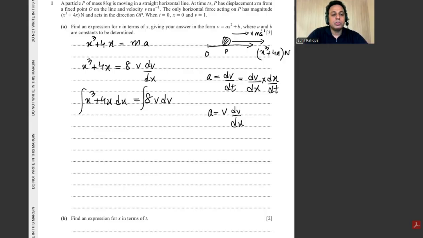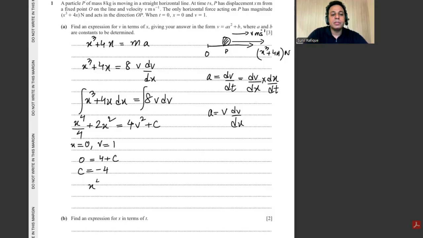So this will turn out to be x to the 4 divided by 4 plus 4x squared divided by 2. I can write 2x squared. And in place of this, 8v squared divided by 2, so that's going to be 4v squared plus c. Now I use my initial conditions. x is 0 when v is 1. So that will be 0 equals 4 plus c, so c will be negative 4.